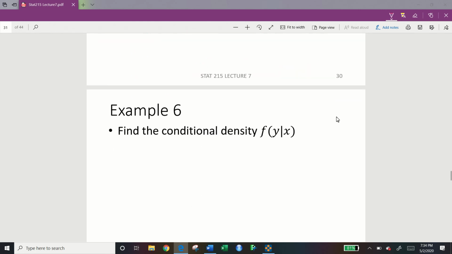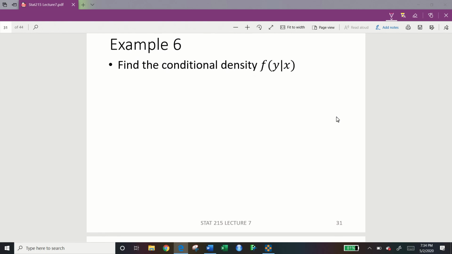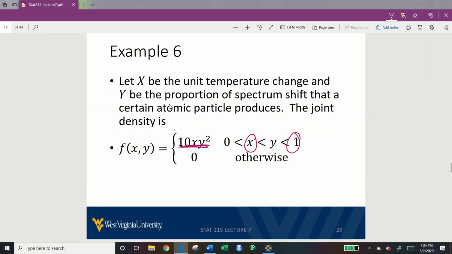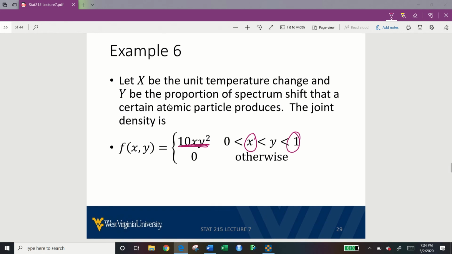My guess is you probably know what's coming. We're now going to try to find the conditional density f of y given x. So for f of y given x, we have the formula f of x comma y over g of x. F of x comma y was given to us in not the previous slide, but the one before that, slide 29, which will be 10xy squared.